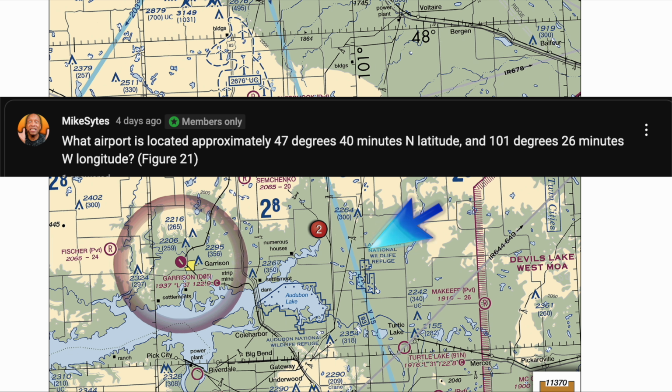I'm going to keep my arrow there for the remainder of this session, so that way you can see I know where my 40-minute mark is. Now I'm going to start working on the next set of coordinates, which has to do with 101 degrees, 26 minutes west longitude. So immediately I'm looking for 101 degrees longitude, and I can see it there.